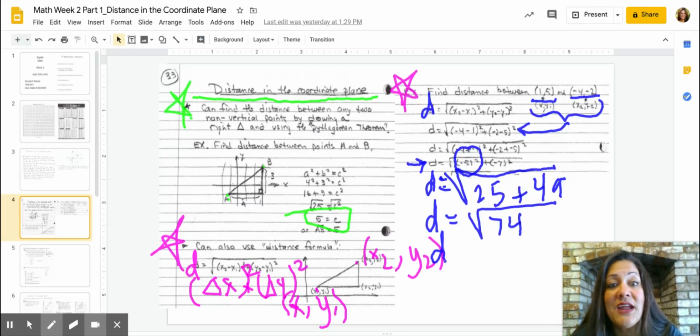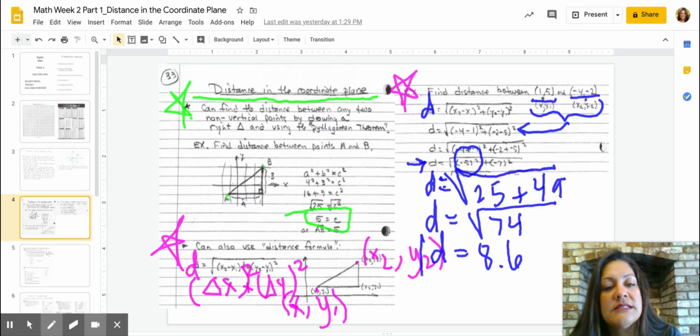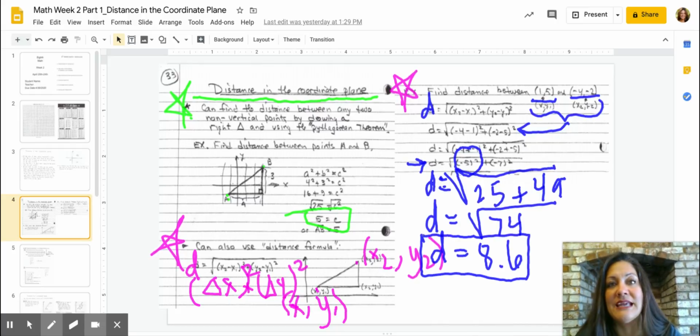And use your calculator. It can be a decimal, it's okay. Comes out to be 8.6. Distance equals 8.6. Okay, so there's your notes.